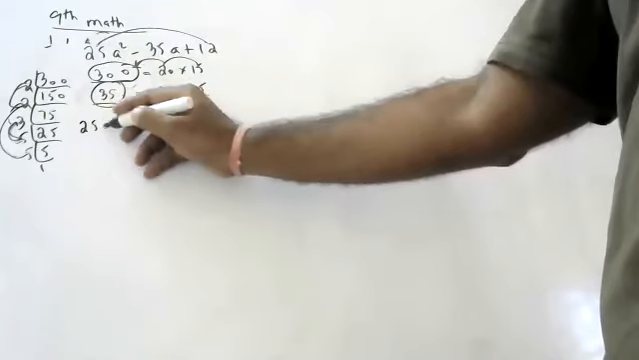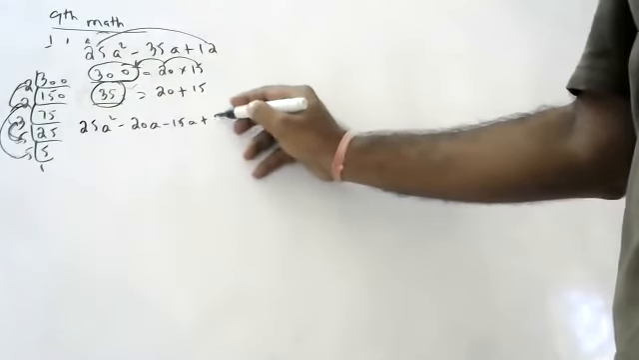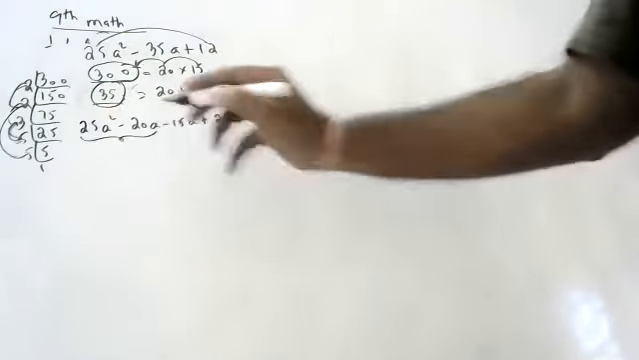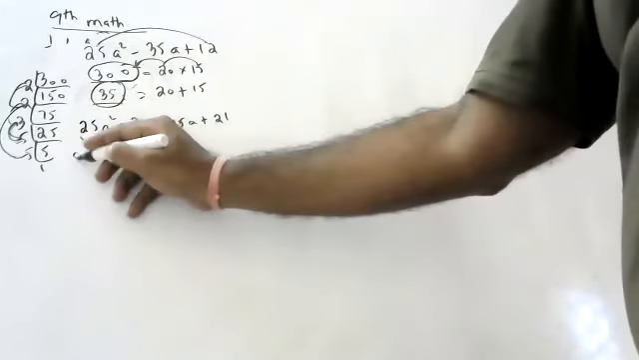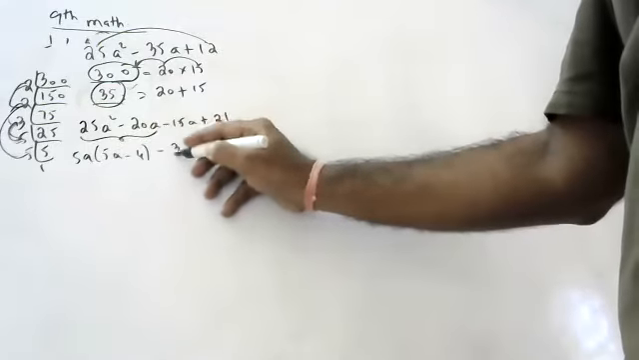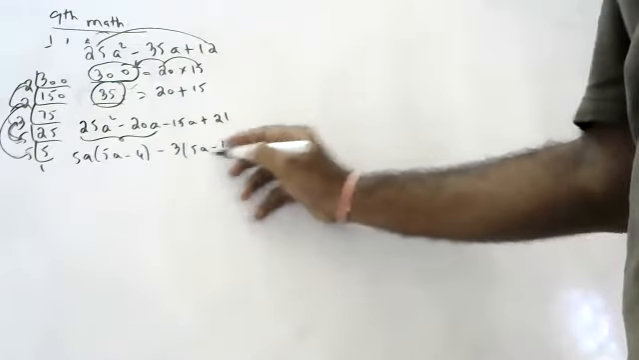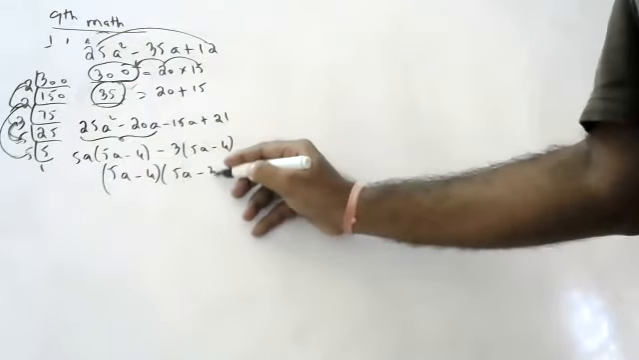So how to write, children? 25a square minus 20a minus 15a plus 12. What is the common number in both of them? Sir, 5. 5a, so 5a minus 4 and minus 3: 5a minus 4 into 5a minus 3.